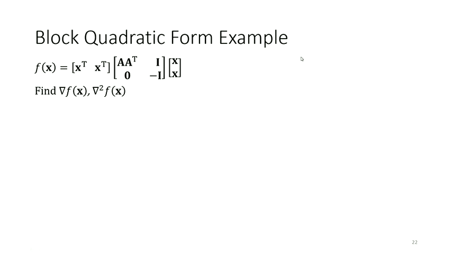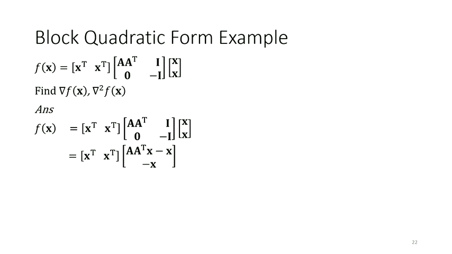Okay, block quadratic form example. Let's find del F and del square F. We are given this. What we can do is simplify it, right? You get this. You understand the associative property of matrix multiplication. So you can either multiply this matrix and this matrix first, and then multiply the product with this matrix, or you can multiply this and this first, which is what I've chosen to do.